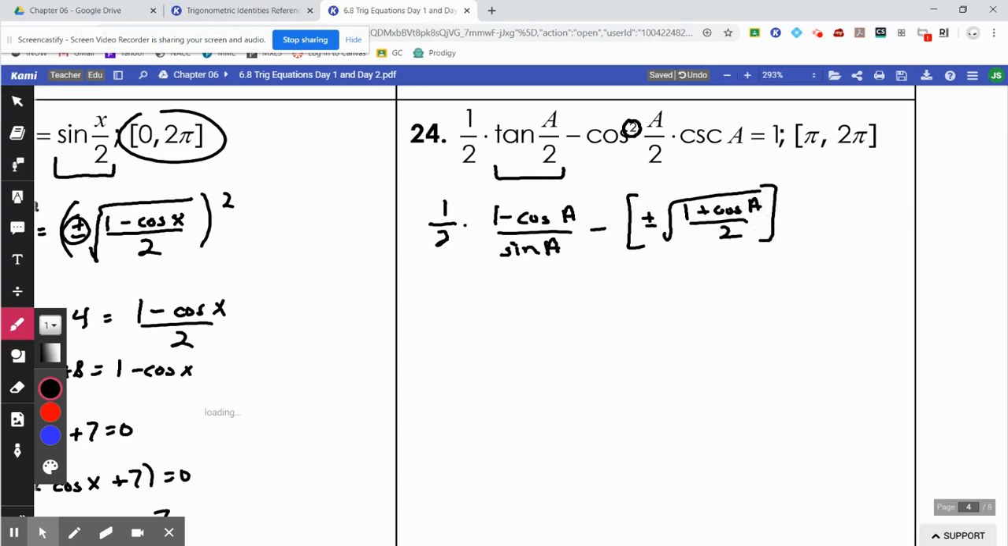What is super nice about that is that stuff is being squared. So that's going to help us out tremendously. Times cosecant is going to be 1 over sine. I'm going to replace that.